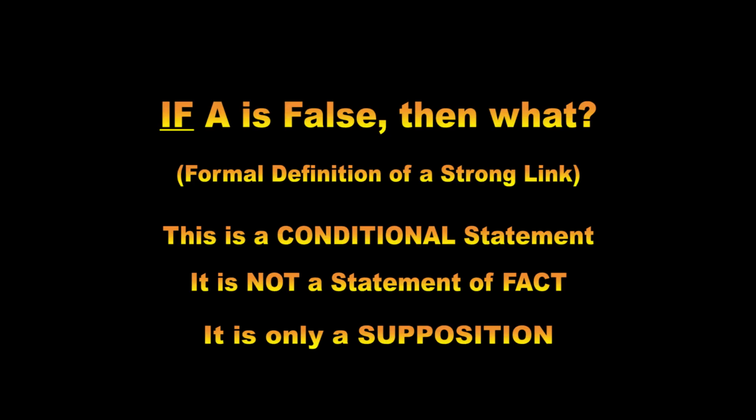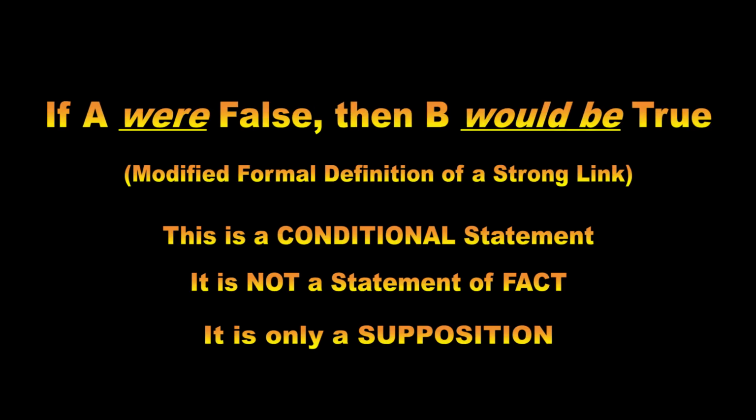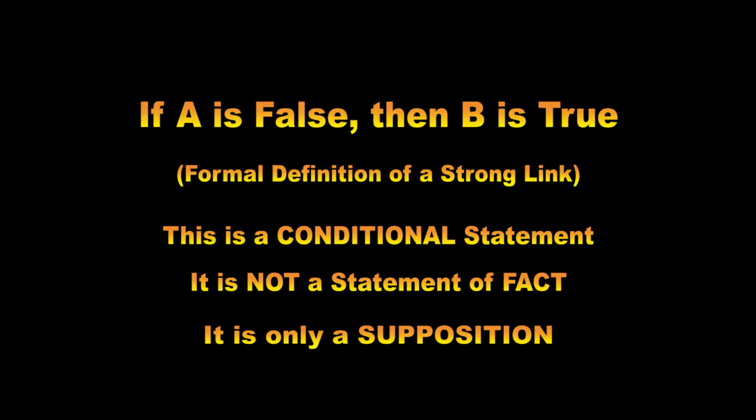Maybe a better way to phrase this would be, if A were false, then B would be true. This gives it a sense of doubt, using the subjunctive mood, but that's not how we generally say it. The accepted phrasing of the formal definition of a strong link is, if A is false, then B is true. You simply need to be aware that it is a conditional statement and not a fact, okay?